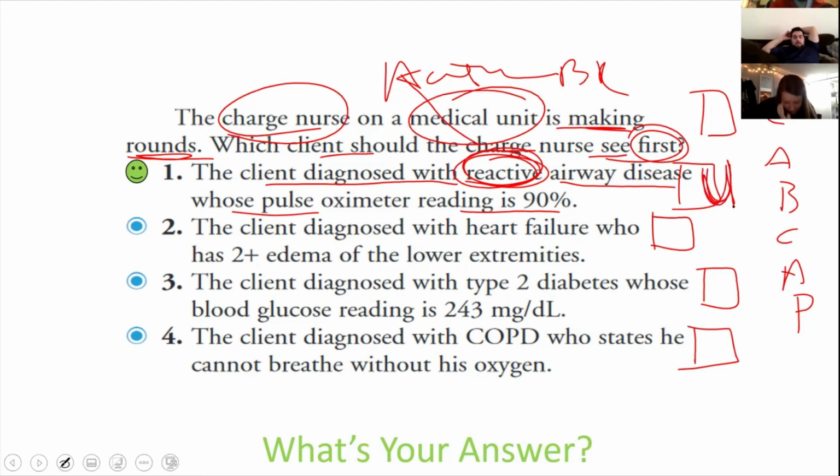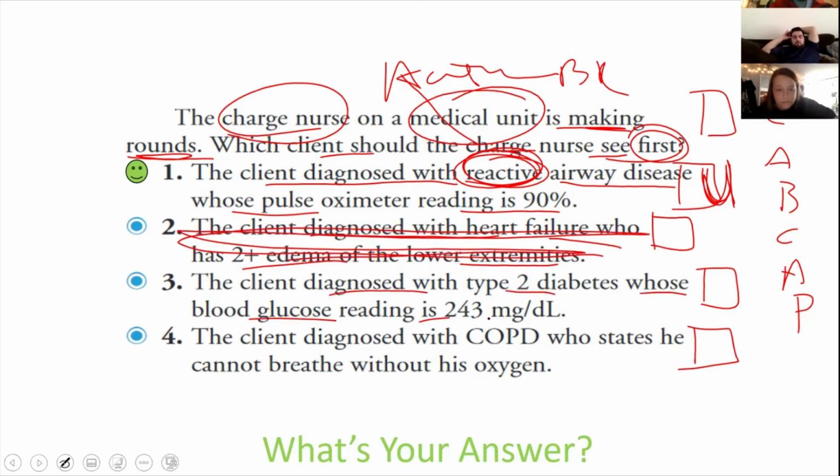Unstable. Keep it. Diagnosed with heart failure, has 2+ edema, low. Stable or unstable? Stable. Client diagnosed with type 2, whose blood glucose reading is 243. Stable or unstable? Expected. Stable. Yeah. I mean, if you're not sure, keep it unexpected. I feel like if it said type 1 diabetes, it'd be different, but type 2, you're not too worried about it. Just stop eating Twinkies, right? But if you missed that class and you're like, okay, unexpected, there's nothing wrong with that.